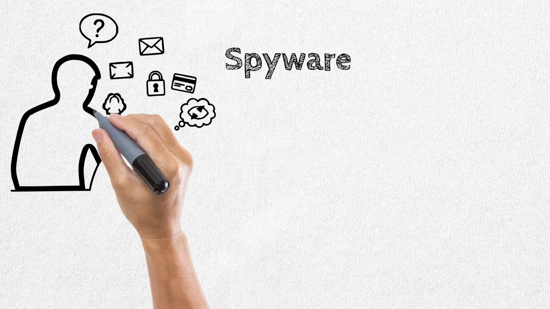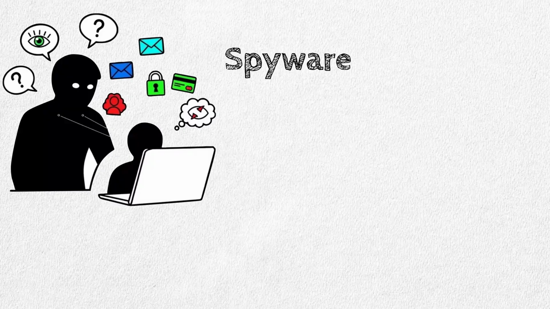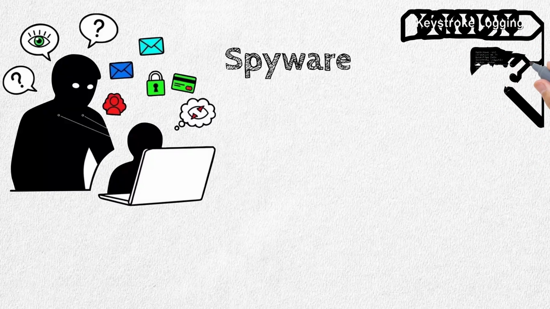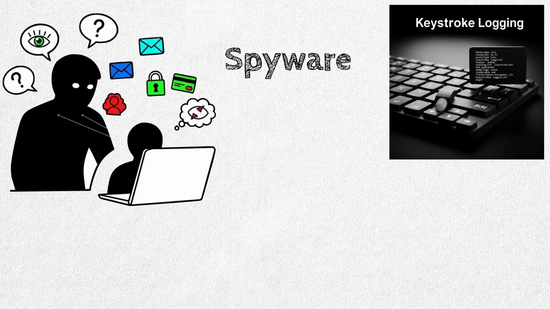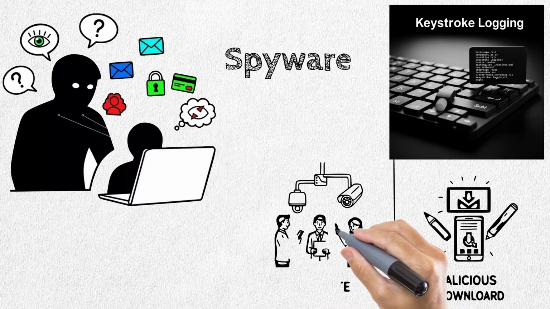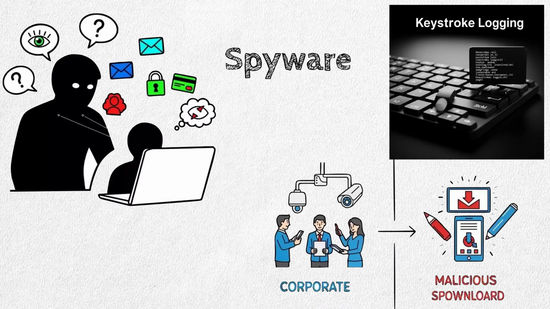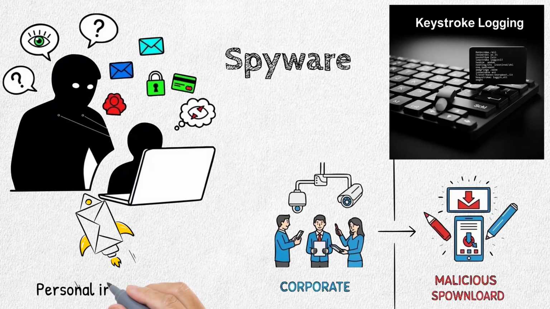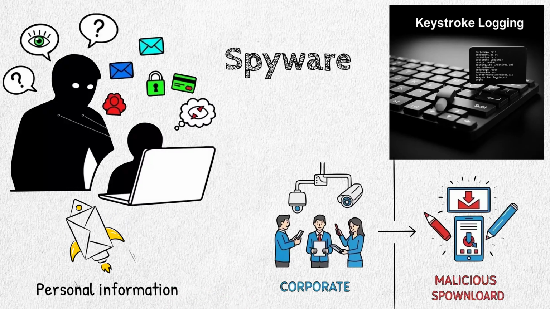Spyware. Spyware secretly monitors your activity. It can record keystrokes, capture screenshots, track browsing history, and steal passwords without you noticing. Some spyware is used for corporate surveillance, but malicious spyware is often installed through bundled software downloads. Once inside, it quietly sends your personal information back to the attacker.